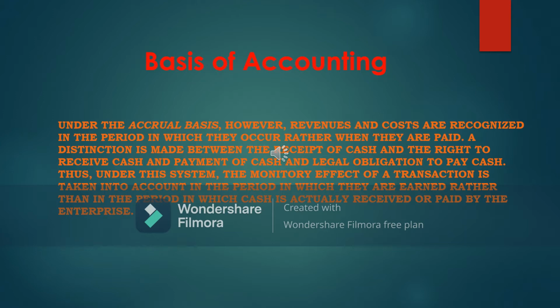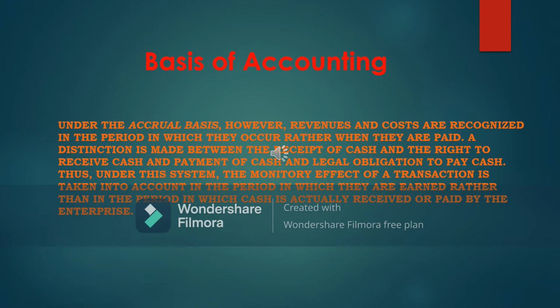A distinction is made between the receipt of cash and the right to receive cash, and the payment of cash and the legal obligation to pay cash. So this is the right. We got to know that we'll have to pay. Thus, under this system, the monetary effect of a transaction is taken into account in the period in which it is earned or realized, rather than in the period in which the cash is actually received or paid by the enterprise. So both are different.